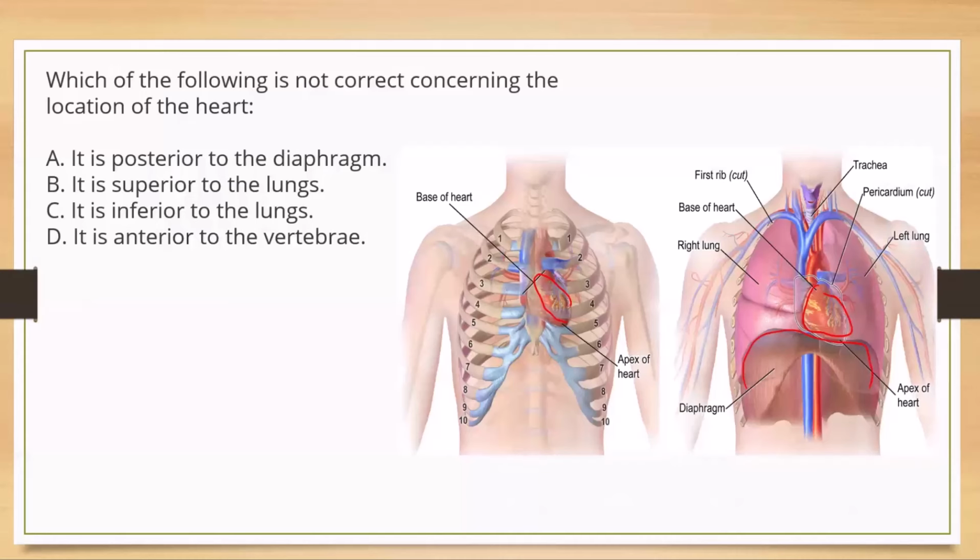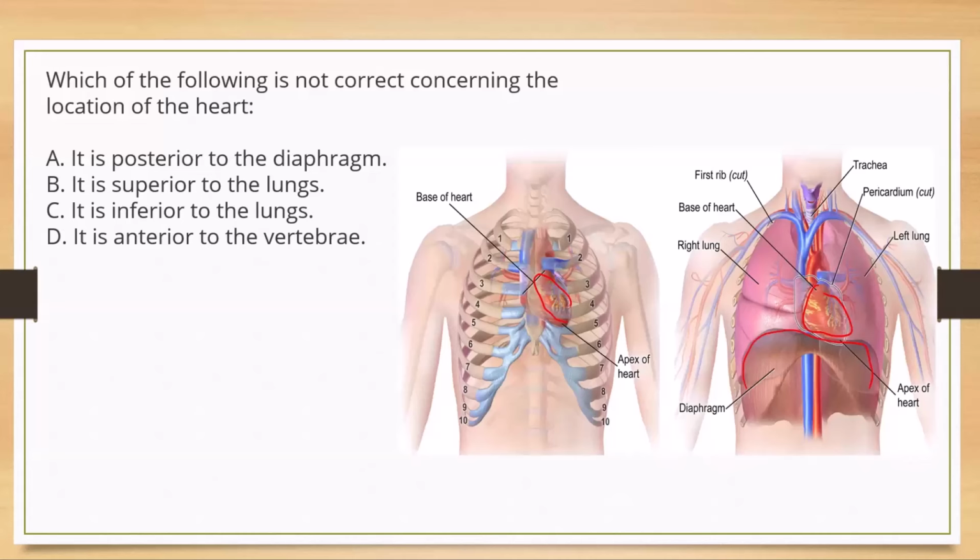This diaphragm actually helps you to breathe in and breathe out when it contracts and then relaxes. So that is how breathing occurs with the use of the diaphragm. Now, in relation to the spinal cord, the spine is posterior to the heart. In other words, the heart is anterior to the spine or to the vertebral column.